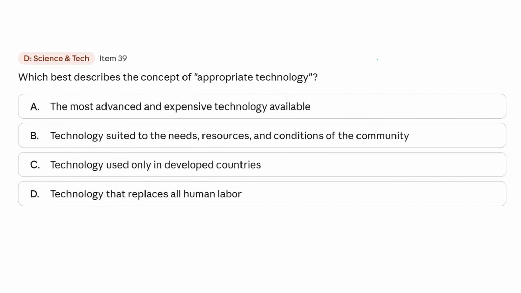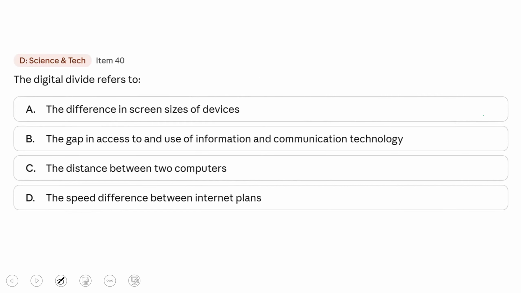Right. Is it A, B, C, or D for number 39? It is letter B. Technology suited to the needs, resources, and conditions of the community. The digital divide refers to, is it A, B, C, or D? The answer is B. Digital divide. It is the gap in access to and use of information and communication technology.